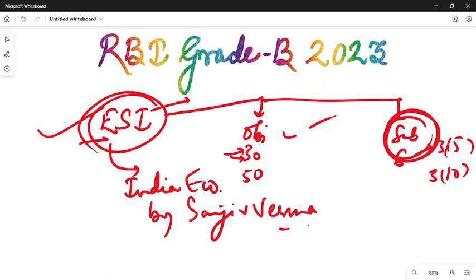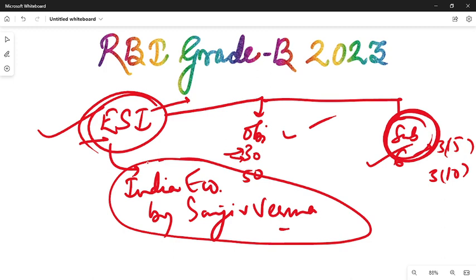This book is very short, around 250 to 300 pages, but it contains a lot of relevant and recent data which you can cite in your answer writing to make it more impressive. That kind of data can be covered easily from Indian Economics by Sanjeev Verma, and you will be able to find what kind of relevant data could be added in your answer.